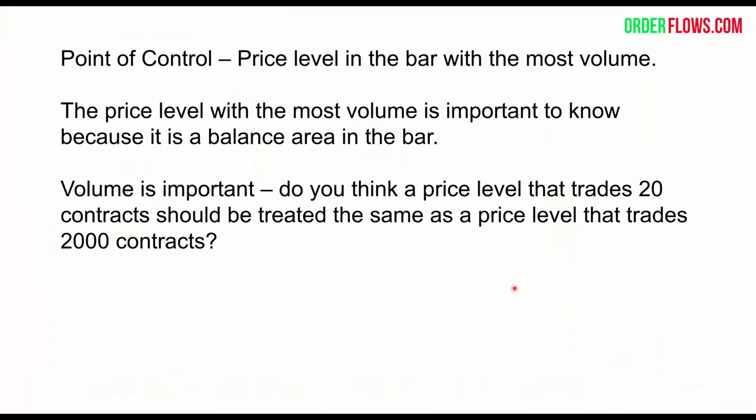Now, point of control is the price level in a bar with the most volume. And the price level with the most volume is important to know because it's a balance area in the bar. Now, a lot of traders think, well, volume is not important. I don't care about volume. But think about it for a second. Do you think a price level that trades 20 contracts should be treated the same as a price level that trades 2,000 contracts? No, it shouldn't, right?